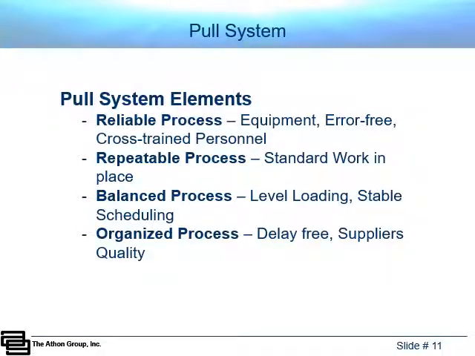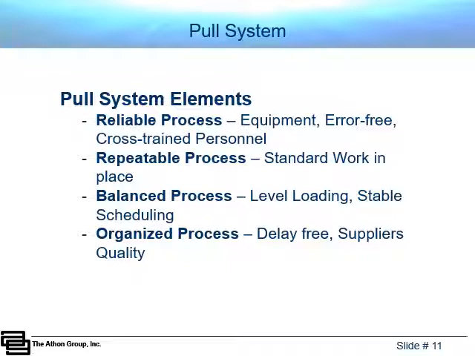But for pull systems to be functional, there are several underlying elements that have to be in place. First of all, you have to have reliable processes. That is, the equipment is reliable, it's not going to break down all the time. You can produce your product correctly the first time, that is, it's error-free. And you have good cross-trained personnel that can fill in if somebody's absent or on vacation or gone to a meeting or whatever the case.